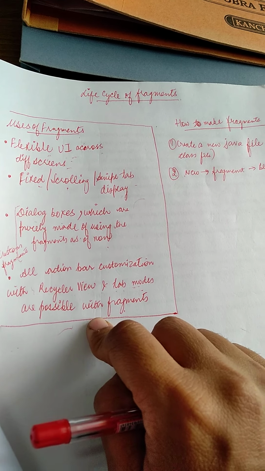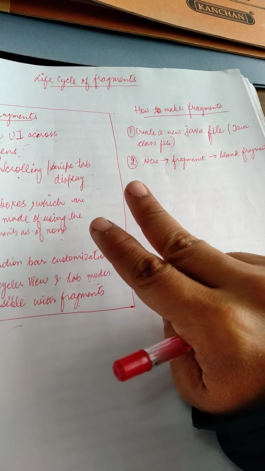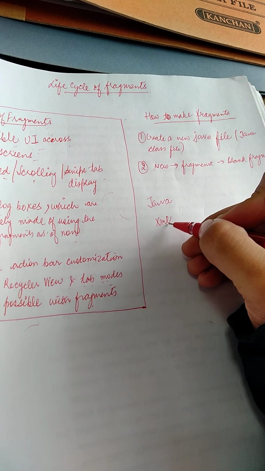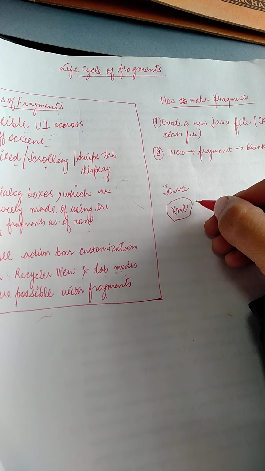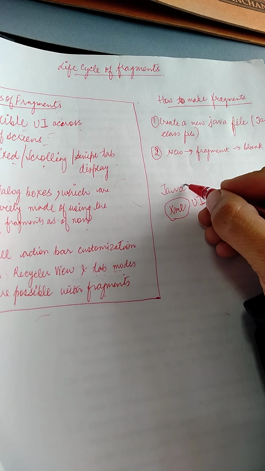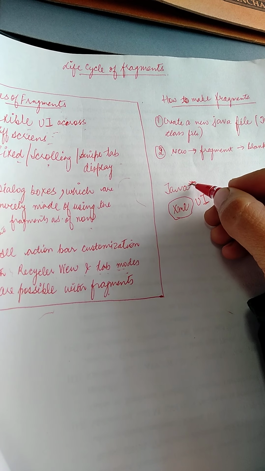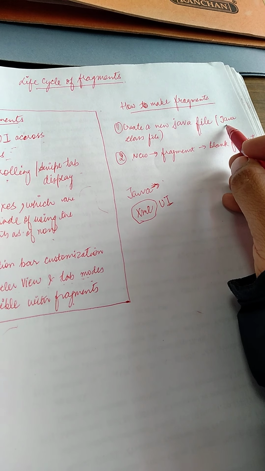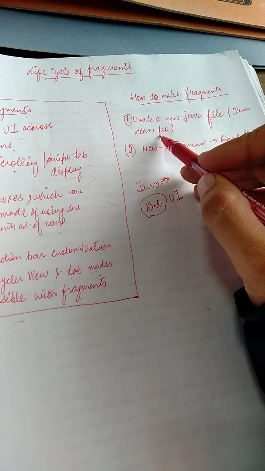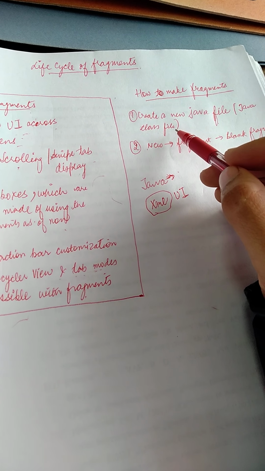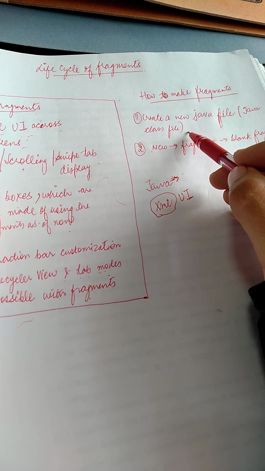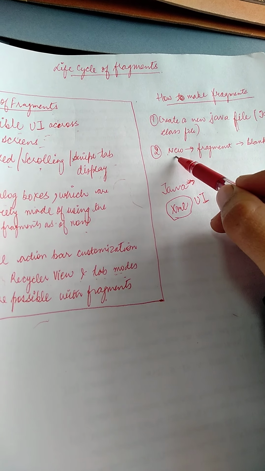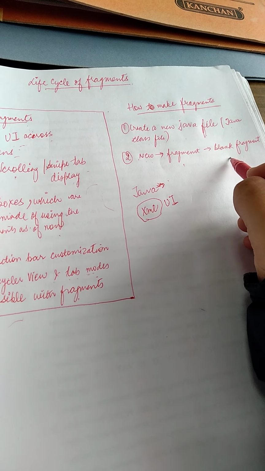How can we make a fragment? First of all, we have to work with two things. One is the Java file and one is an XML file. For the XML file, you have to create a UI for that, and for Java, if we want to link that fragment, we use the Java file. Create a new Java file, for which we have to go to the Java folder. Under that, we go to new, and after that, select Java class file. And for the XML part, we click on new, then fragment, and select the blank fragment.